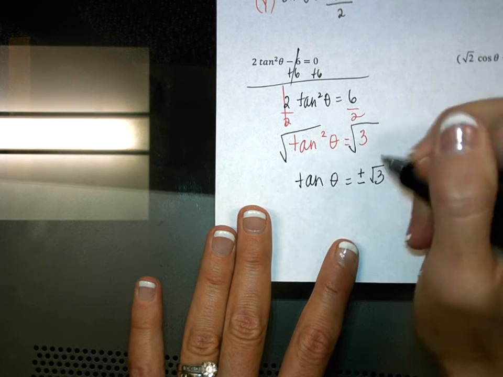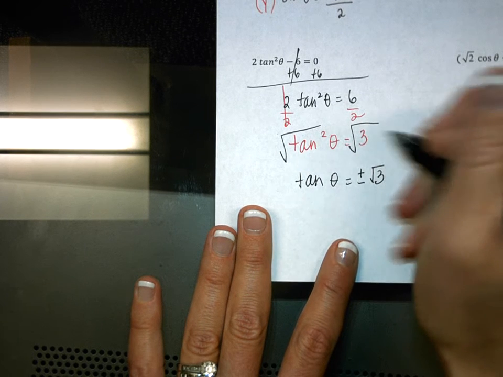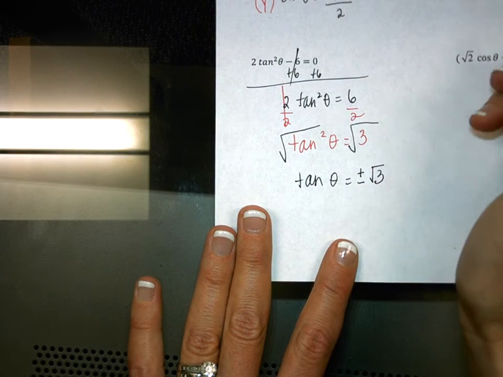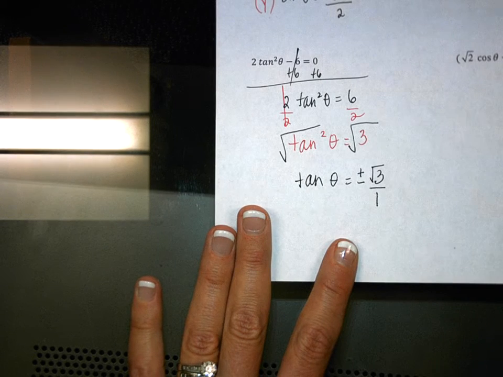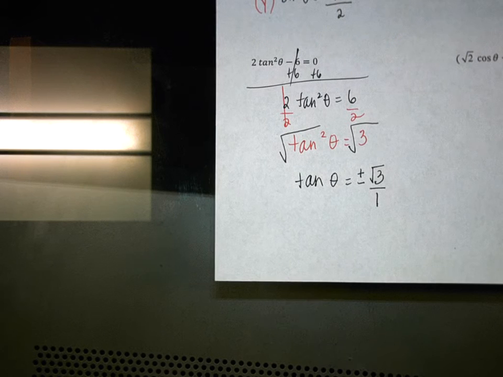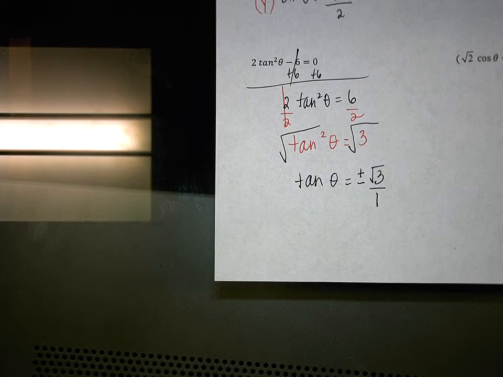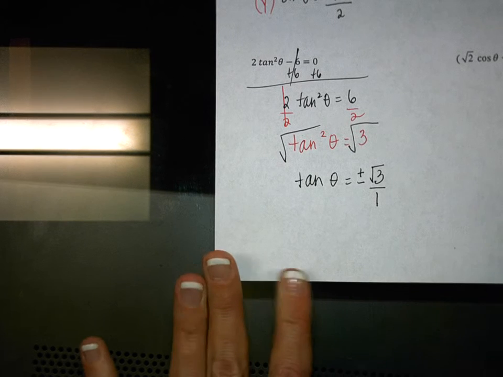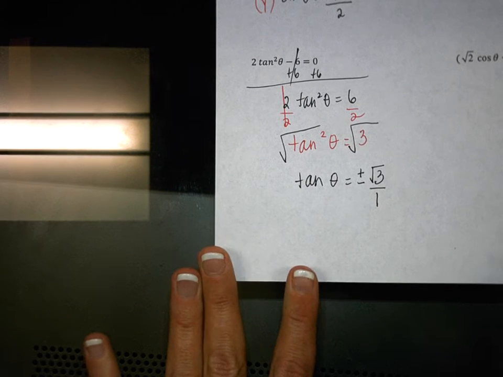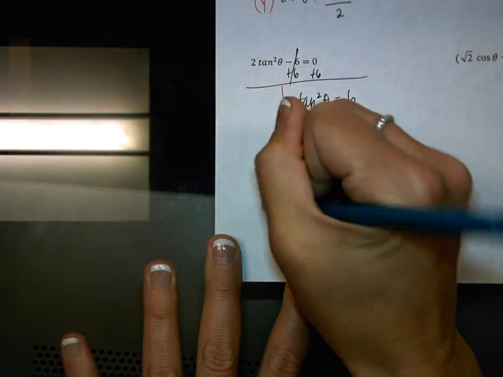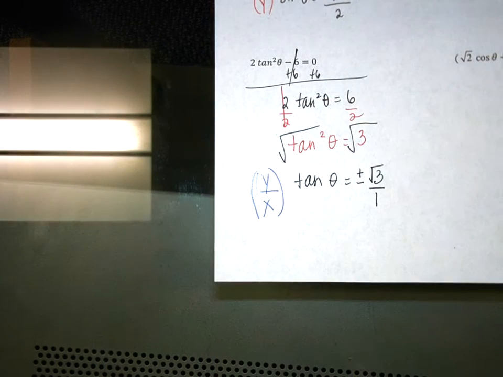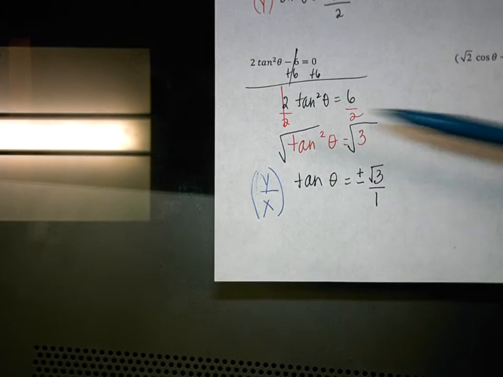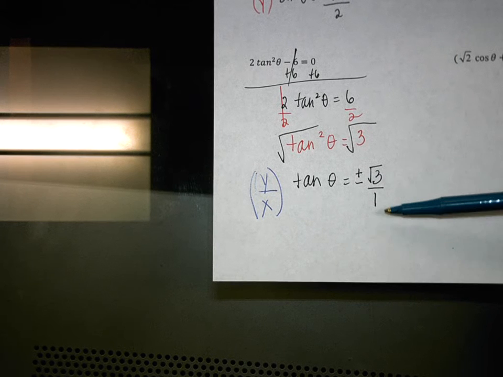Okay? Now we can think of this, actually though, we can make this into a fraction and it can be root 3 over what number? 1. Okay. Everybody good with that? Now this is one where it takes a little bit more thinking. First of all, we know that tangent is what in terms of x and y? Very good. y over x. So we are trying to find where is y root 3 and x 1.